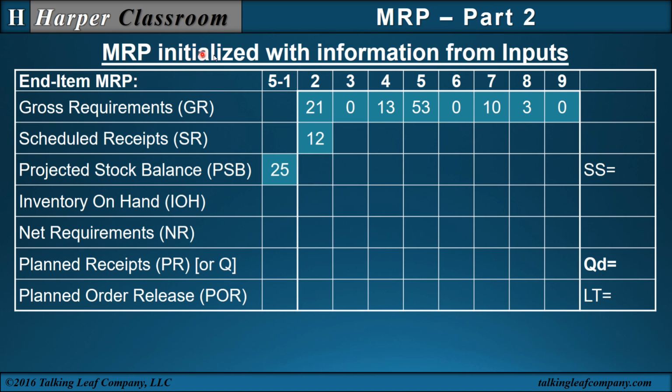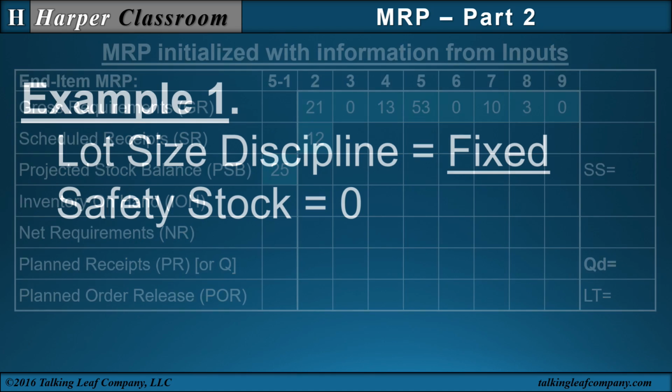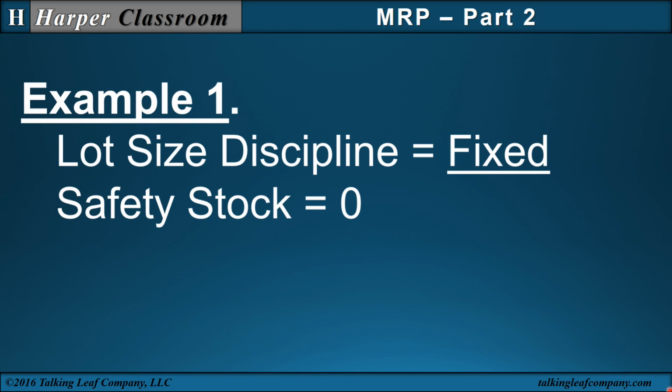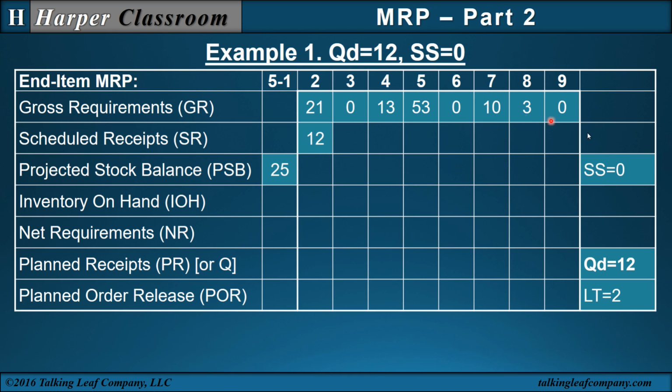I initialize the MRP with the information from the inputs on all 3 of these MRPs, and I highlight them in color, and the blue is that they're fixed and they will not change. Example 1. Fixed lot size discipline with a safety stock of 0. I highlight the colors with a safety stock and fixed lot size discipline, which I designate with a fixed number of 12, with a lead time of 2.